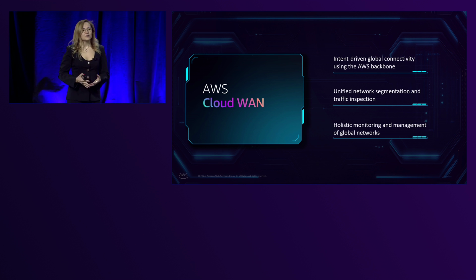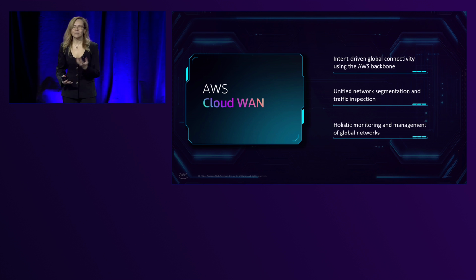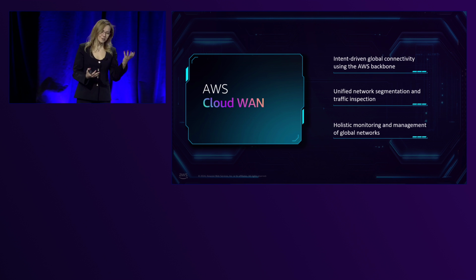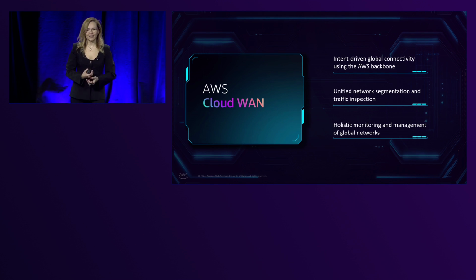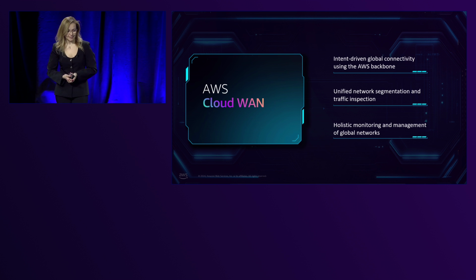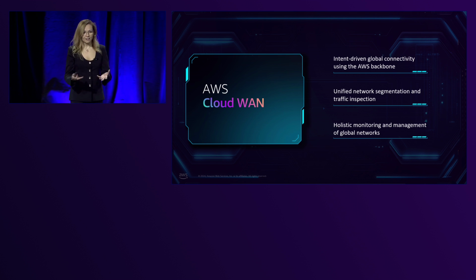AWS Cloud WAN allows you to express your network intent. Amongst network engineers and network folks, network intent is a term that means a lot when we're talking about network connectivity. And AWS Cloud WAN allows you to do that through its policy. It gives you unified traffic segmentation and holistic monitoring.